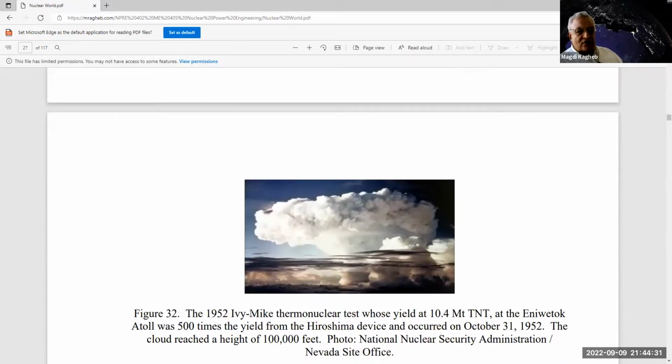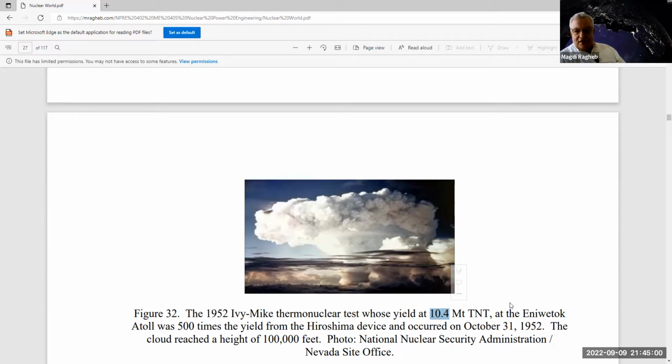And that was in 1952. And it was a monumental success, if you want to call it. They call it the Ivy Mike thermonuclear test. And it yielded 10.4, not kilotons, but megatons, millions. So the energy release from fusion is not twice or 5 times or 10 times. No, it's 1,000 times what you could release from fission energy.